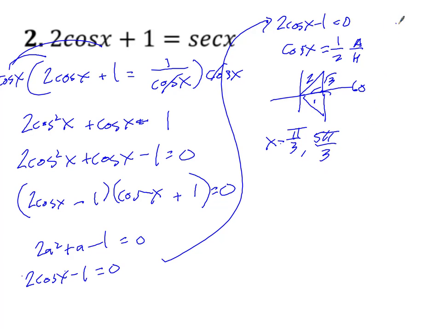Okay, and then we have our other one, cosine of x plus 1 equals 0. We just did one exactly like this. Cosine of x equals -1. And so therefore, that would happen at pi.